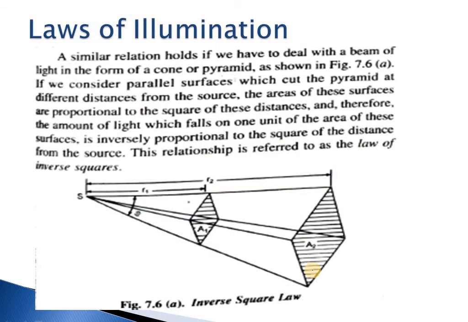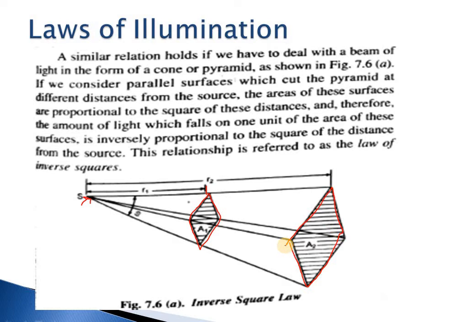So this is the source of light here, S. It is spread over this distance. This distance is R1 and this one is R2. For distance R1, the light is spread over a small area, and for distance R2, the light has to spread over a larger area. Okay, so let's see.